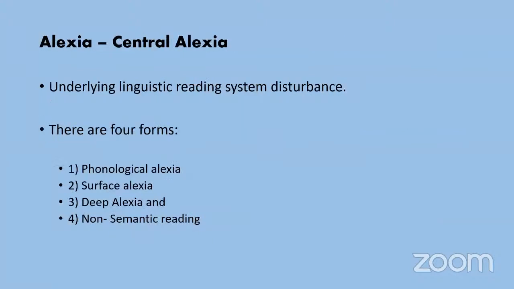Central Alexia is the underlying linguistic reading system disturbance. There are 4 forms: phonological Alexia, surface Alexia, deep Alexia, and non-semantic reading problems. Central Alexia is different from peripheral Alexia because it is an underlying linguistic reading system disturbance. Let's see what these are.